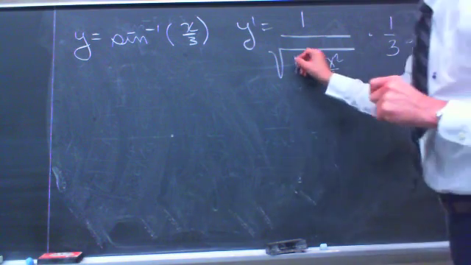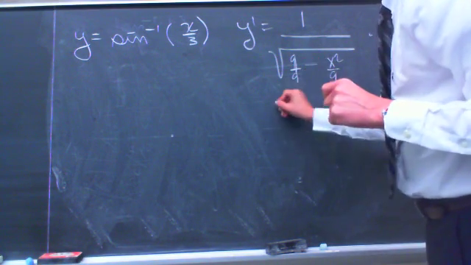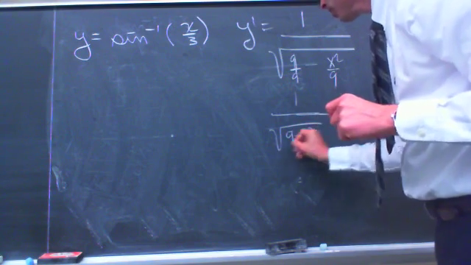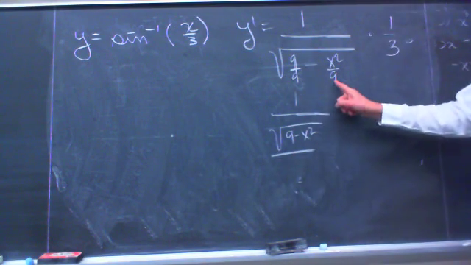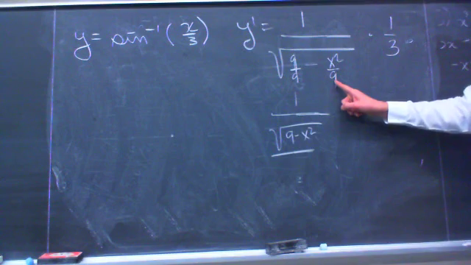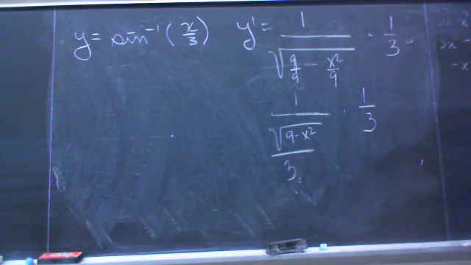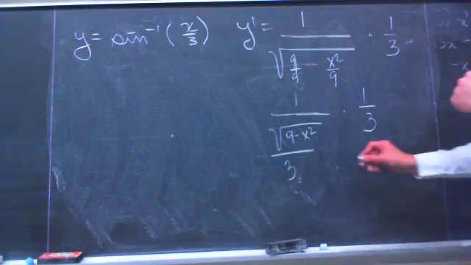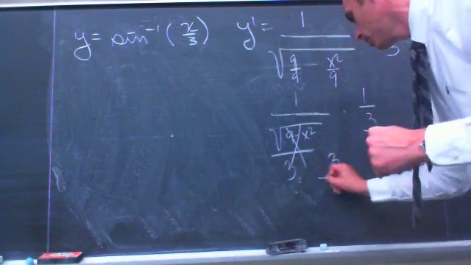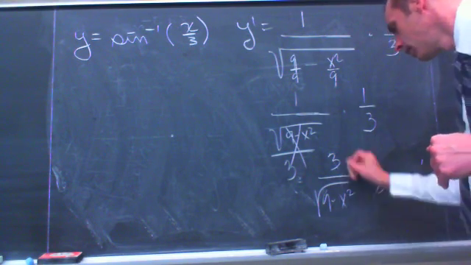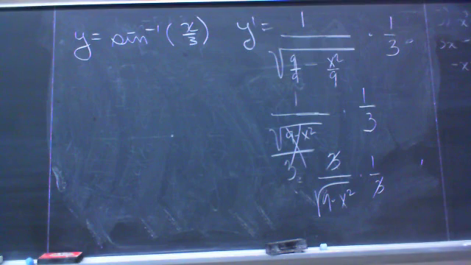Get a common denominator by making this 9 over 9, and this becomes 1 over the square root of 9 minus x squared. And this is just root 9 in the bottom, agreed? Which is just what? 3. So it's 1 over the square root of 9 minus x squared divided by 3. Invert and what now? And there would be my derivative, 1 over the square root.